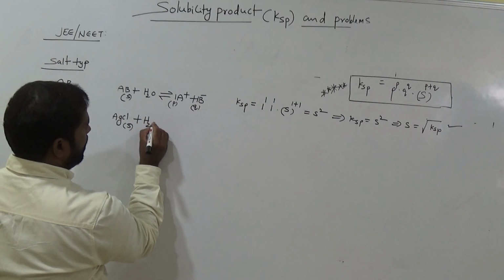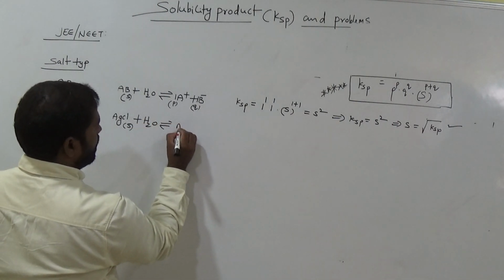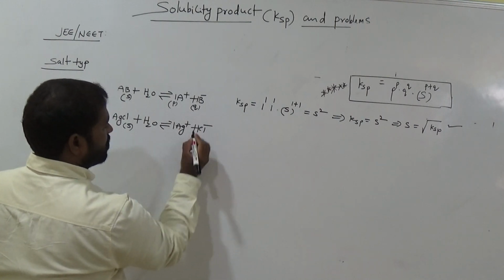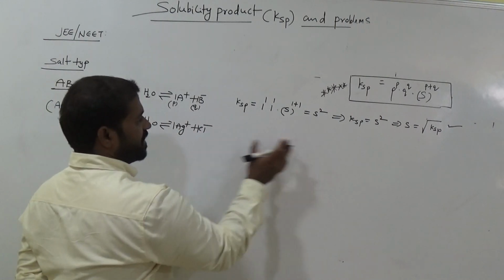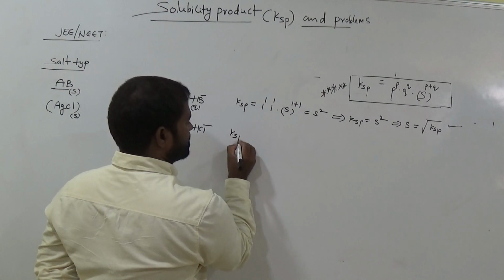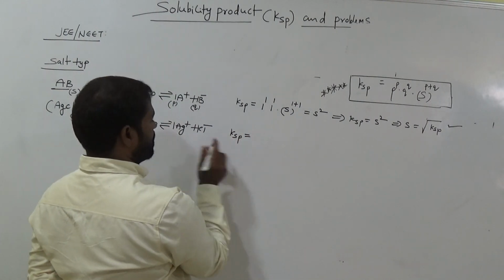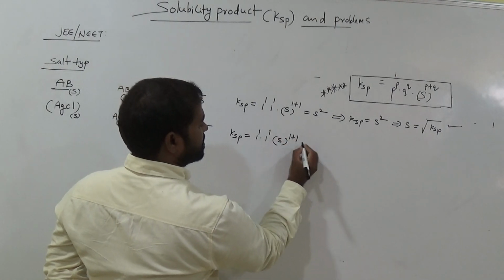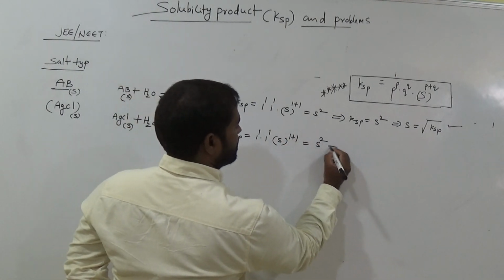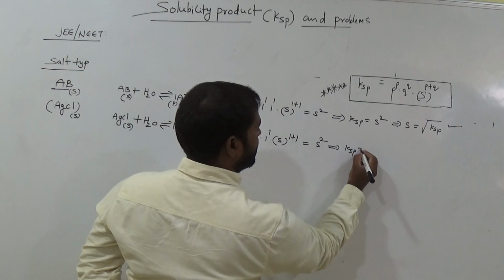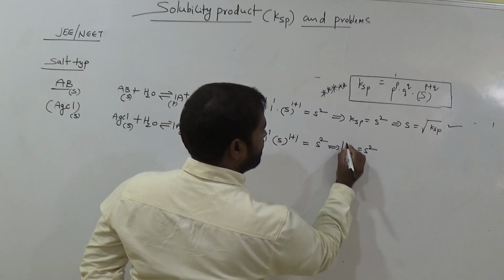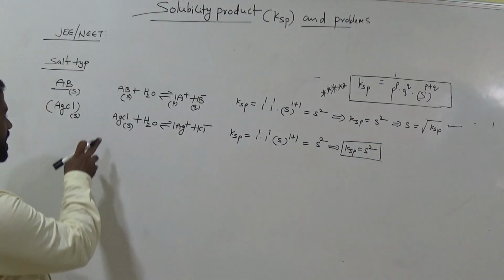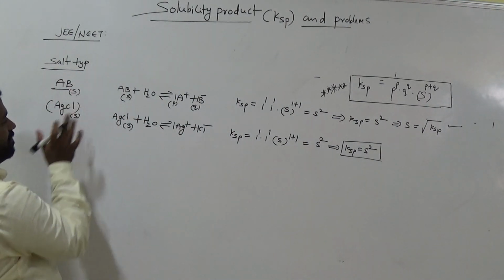In water, how is it ionized? Ag plus, Cl minus. What is the coefficient? 1. Now what is the expression? Ksp is equals to, coefficients are 1, 1. That means 1 power 1, 1 power 1, S whole power 1 plus 1. That is equals to S square. Therefore Ksp is equals to, what is the formula for AgCl? Clear? So AgCl type, AB type molecule.